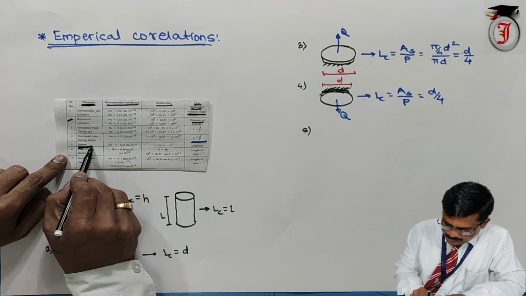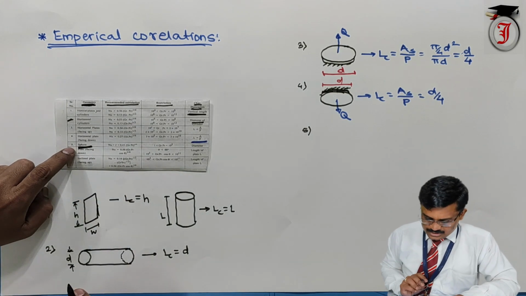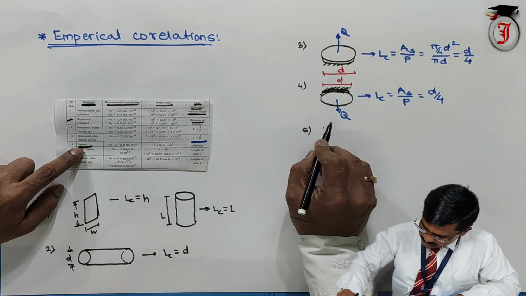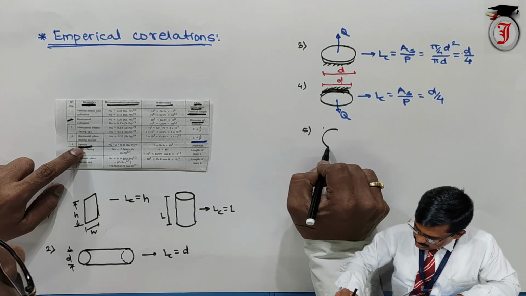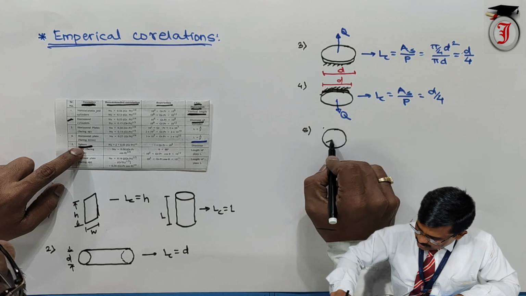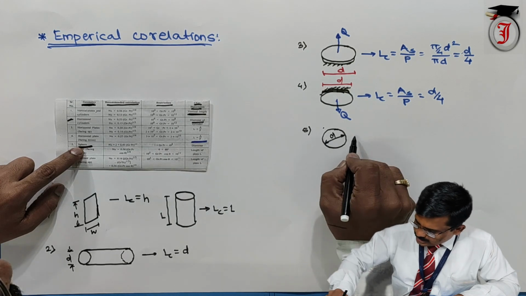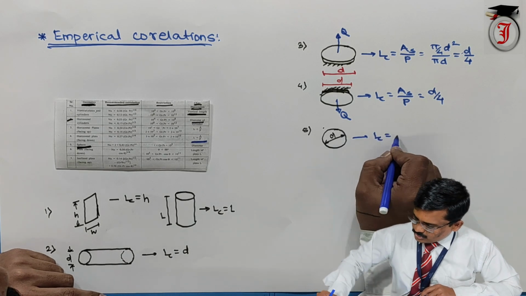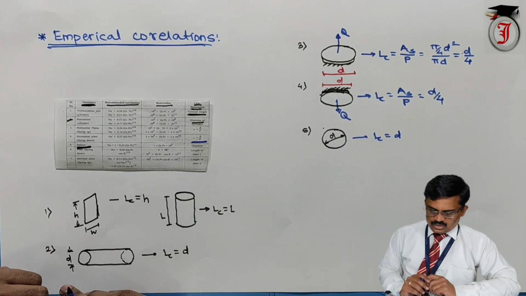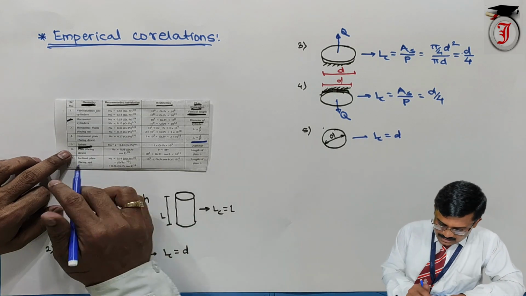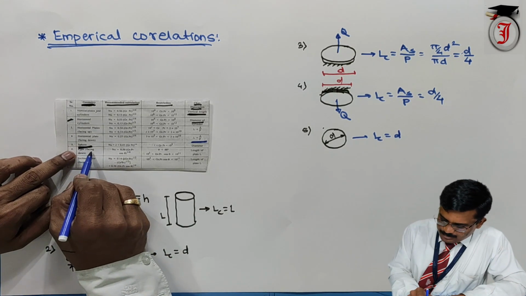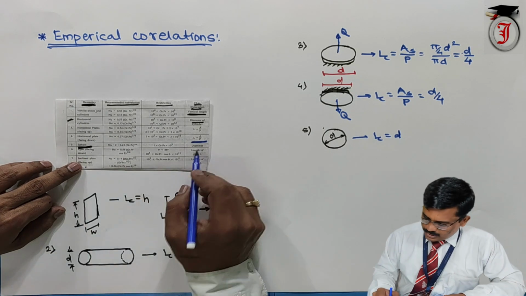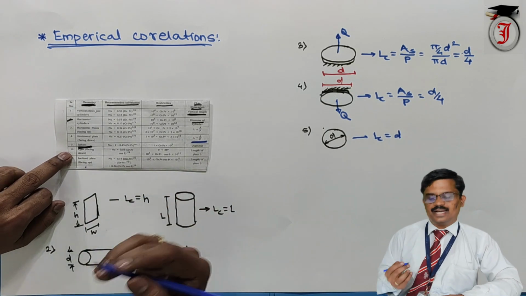Now the fifth geometry is a sphere. Let us consider a sphere with diameter D. The characteristic length for this sphere is equal to its diameter. Then we have an inclined plate facing down and an inclined plate facing up. For those also we take the length of the plate as the characteristic length.